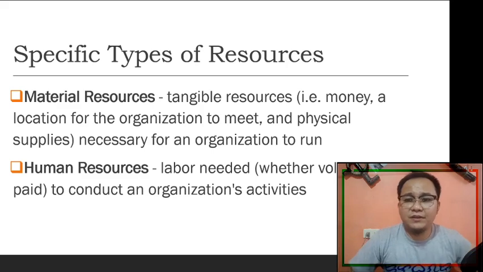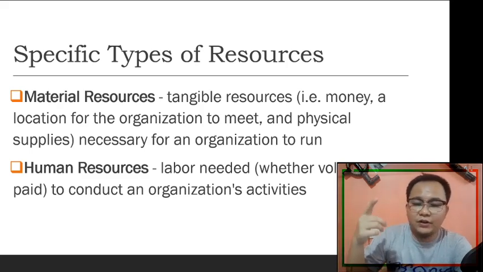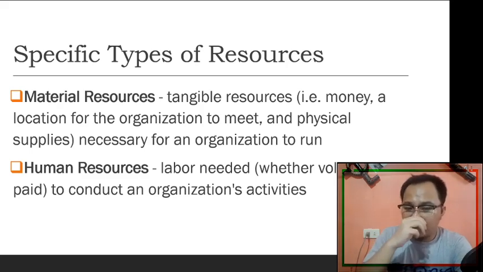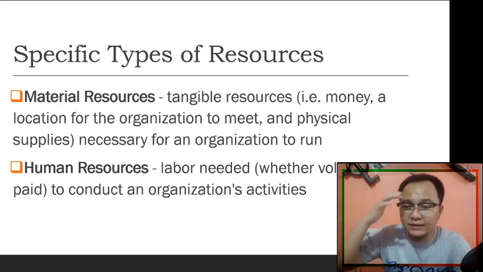So when it comes to specific types of resources, kanina pinag-usapan natin two general types, the tangible at intangible. Now we have 5 specific types ng resources na part ng resource mobilization approach. First is material resources. So tangible resources ito, katulad kanina, money, location of the organization to meet, physical supplies necessary for an organization to run and to conduct community engagement activity. Material resources, ito yung pinakamadaling matandaan kasi ito yung mga tangible na bagay.